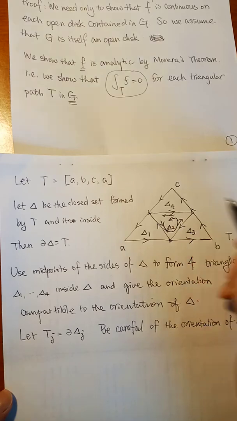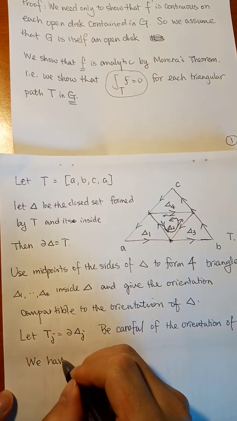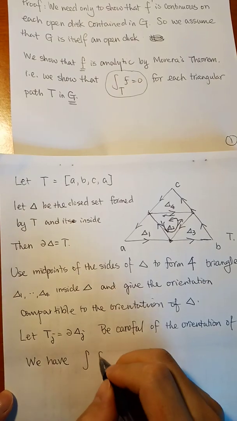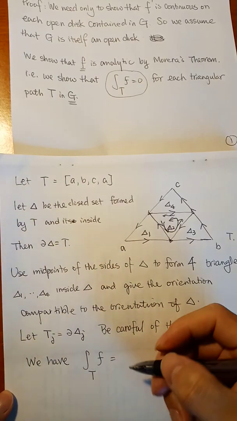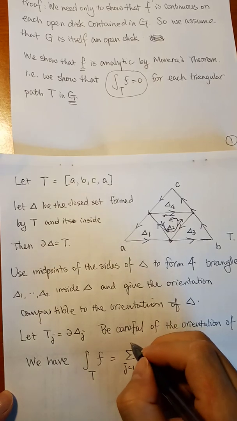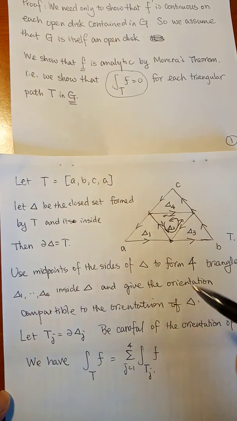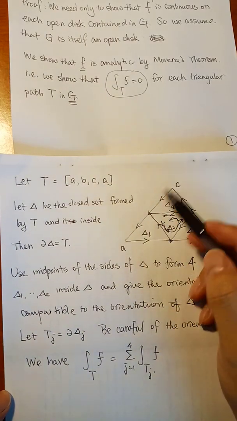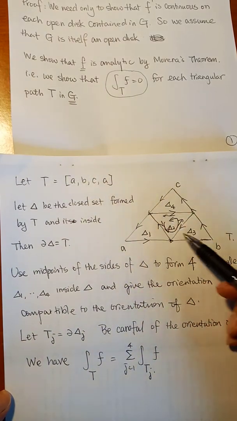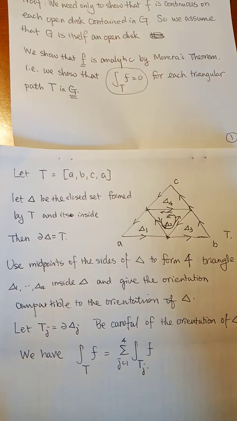Because of this orientation, we have the integral of f along T is equal to the sum over j from 1 to 4 of the integral of f along Tj. Along this large T is equal to the integral of f along those 4 small triangles.